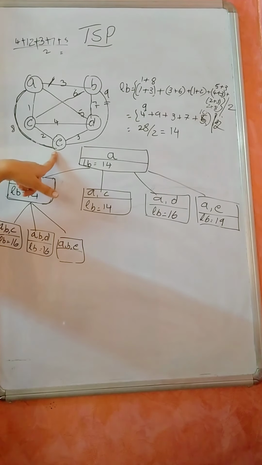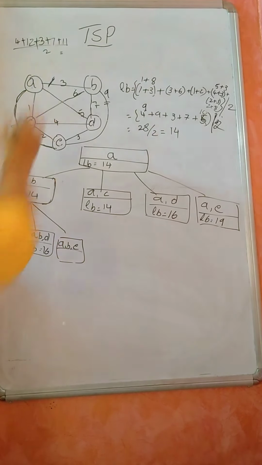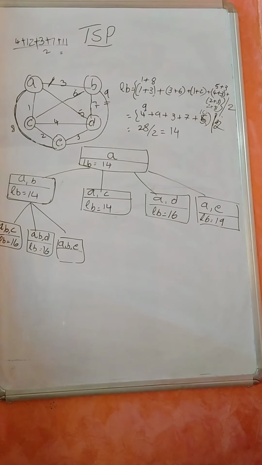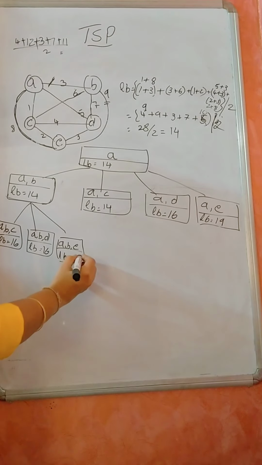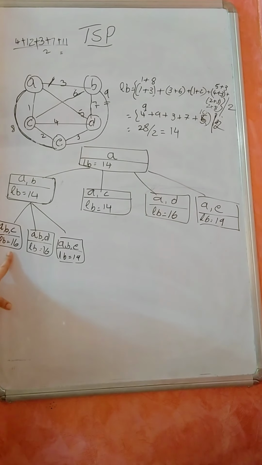Okay. Now from E, 9 is fixed, no? So 9 plus 2 is 11. So add all of them, divided by 2, you will get 19. So lower bound is equal to 19. Now again the lower bound is 16 and 16. So which branch do I have to go? I need to go in both the branches.